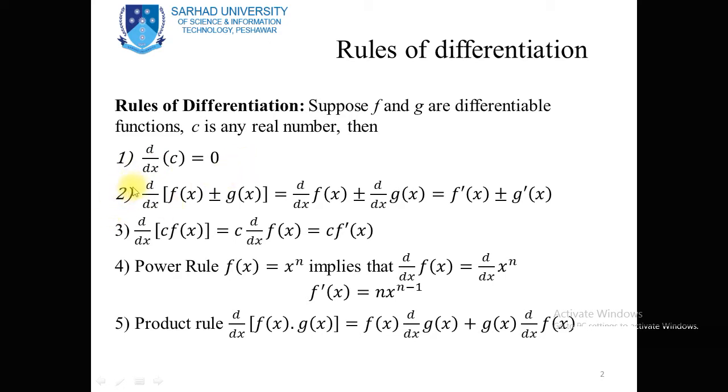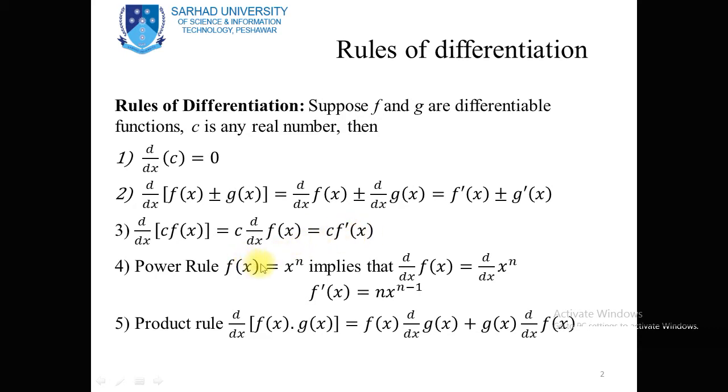Similarly, in the second rule, the derivative of the sum or difference of two functions with respect to its independent variable x will be equal to the derivative of the function f with respect to x plus or minus the derivative of the function g with respect to x, and this we can write as f prime x plus or minus g prime x. Now the derivative of the product of a constant and a function with respect to x will be equal to the constant number times the derivative of the function with respect to x, and this is equal to c f prime x.